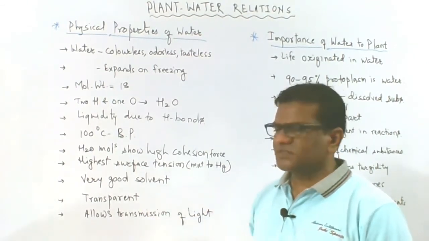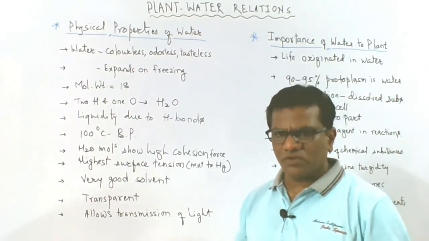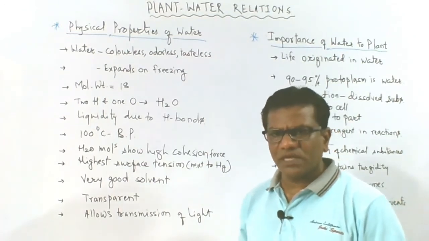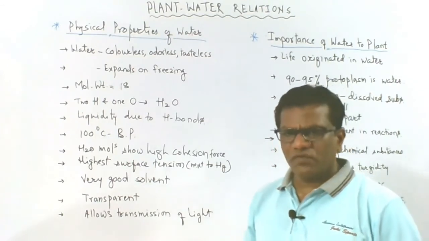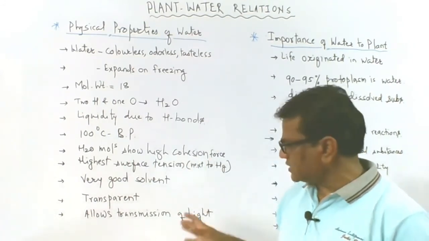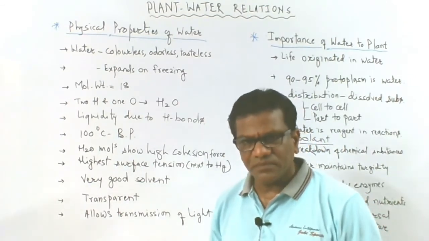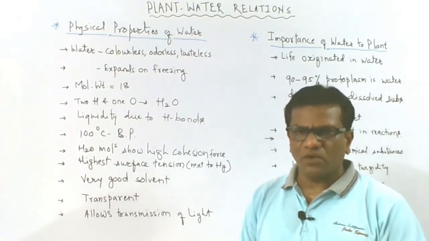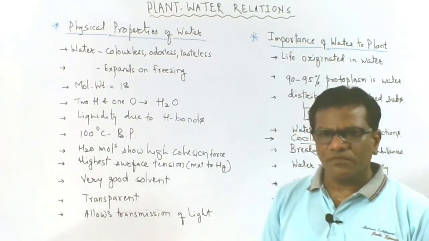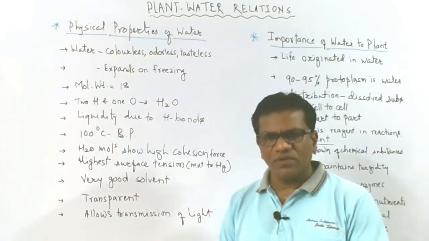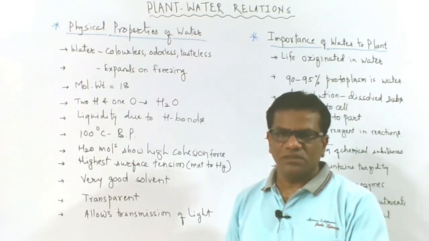Water is transparent. If it is clear, pure water, it is transparent and we can see a lot of things inside the water. Water allows transmission of light. These are the physical properties. Light can be transmitted into the water, but towards the depth all the seven colors of sunlight do not pass. We know light is made up of VIBGYOR, 7 wavelengths, and all of them do not reach the bottom of the sea.